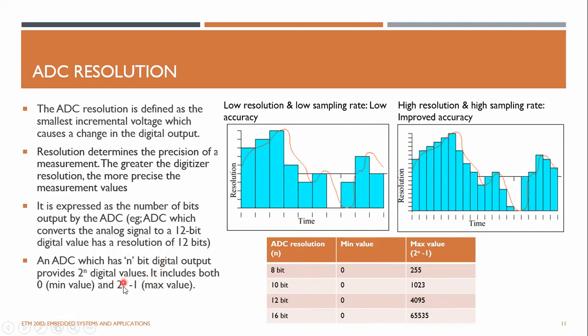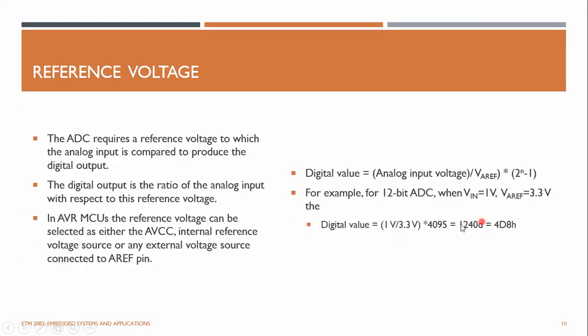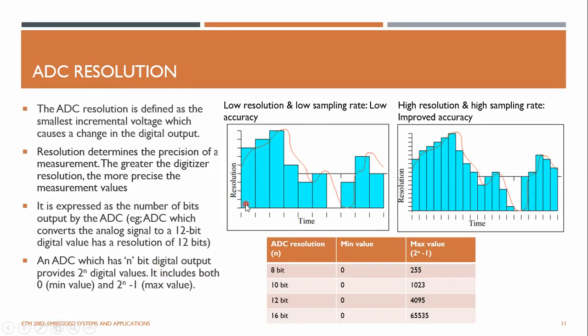Right. So to find the lowest value, you have to divide the voltage, for example 3.3, by this number. That will give you the lowest value that you can measure, which is the resolution. You can see here a low resolution and low sampling rate signal. This is your original analog signal. When you sample it at a low frequency, this is the digital representation, so it is very much distorted.